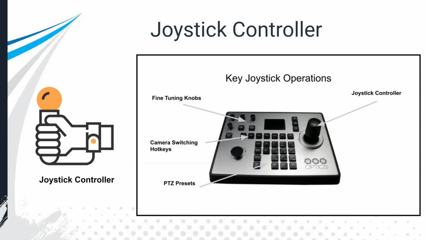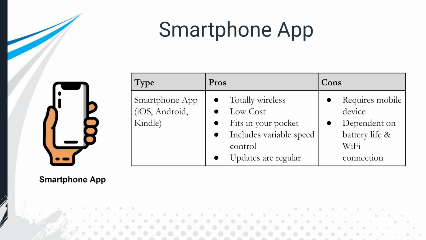These joysticks have knobs for fine tuning things like blue gain, iris, shutter speed, things of that nature. They obviously have the quick camera hot switching buttons that we looked at earlier, and then they have the PTZ presets. So a lot of options for PTZ camera control. And it's that tactile feel that a lot of people are used to when they become a PTZ camera controller.